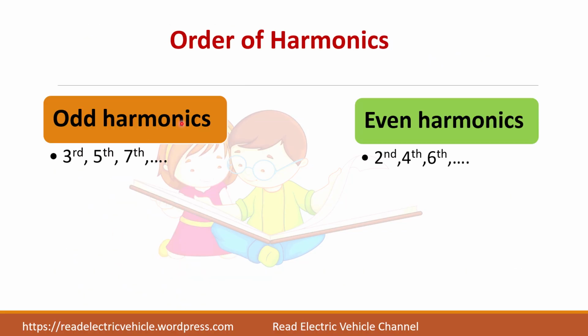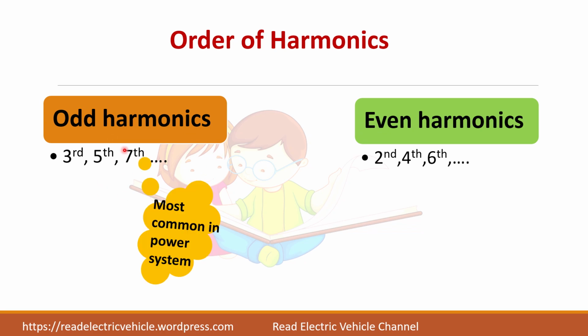There are two types of harmonics, odd harmonics and even harmonics. All odd numbers constitute the odd harmonics and even numbers contribute to the even harmonics. So 3, 5, 7, 9, 11, all these are odd harmonics. Odd harmonics are the most common in power systems.